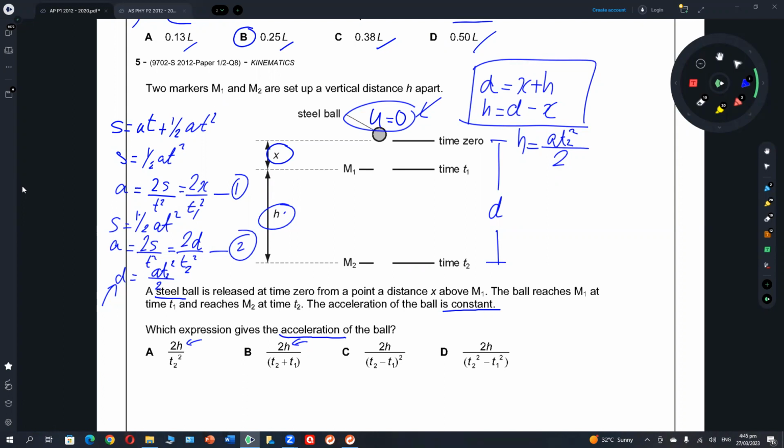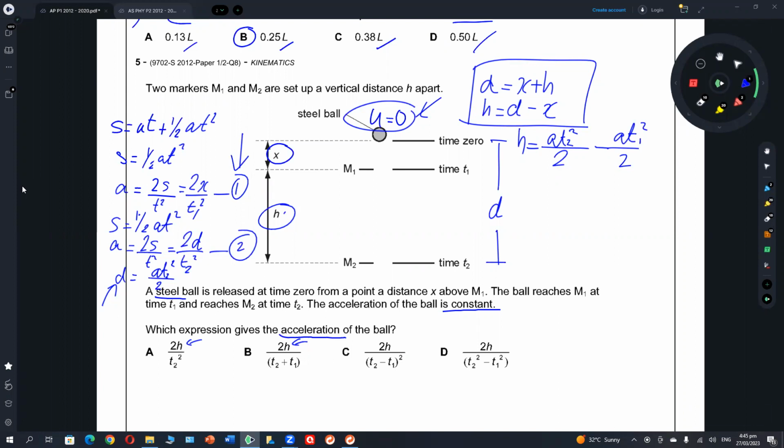Now, can you help me in putting X? So X will be D minus H. That is fine. But from equation number 1, I need the value of X from equation number 1. So the A into T1 square over 2.